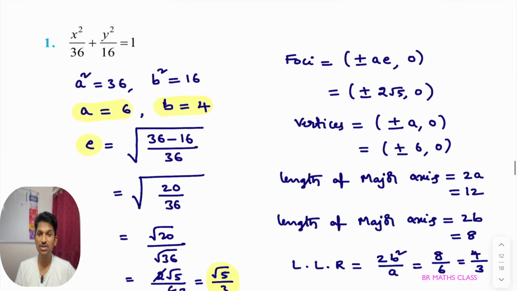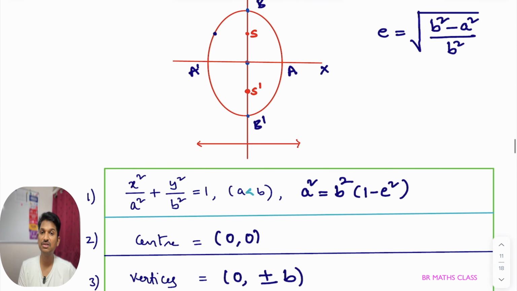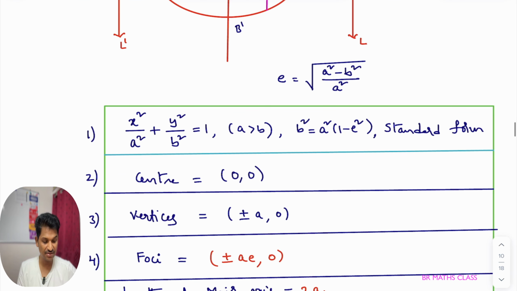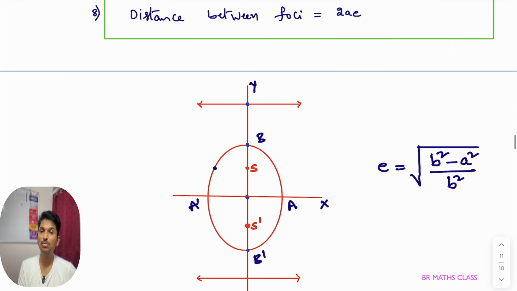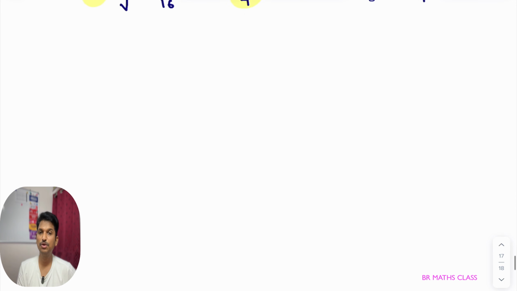Please watch earlier videos. You see here, I listed all the formulas. This is a less than b, second type of ellipse. This is first type, a greater than b. If you are good in these formulas, you can do these problems very easily. Actually, these are very simple problems.